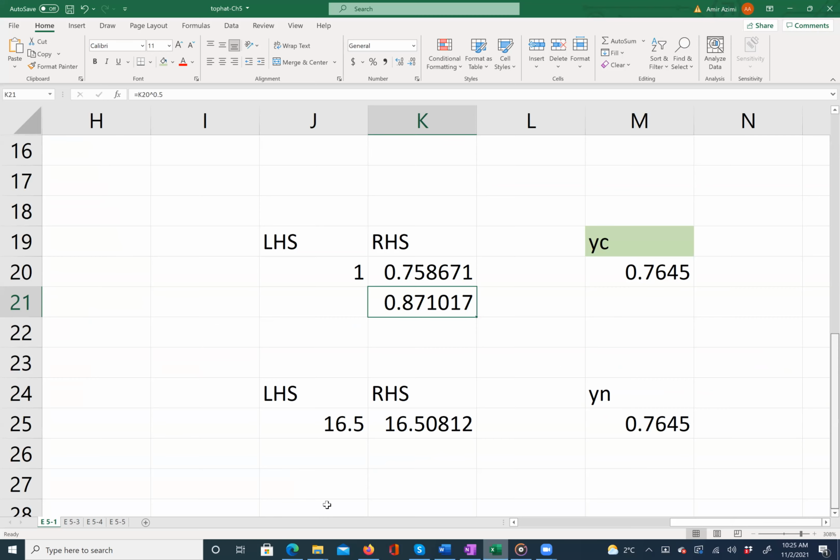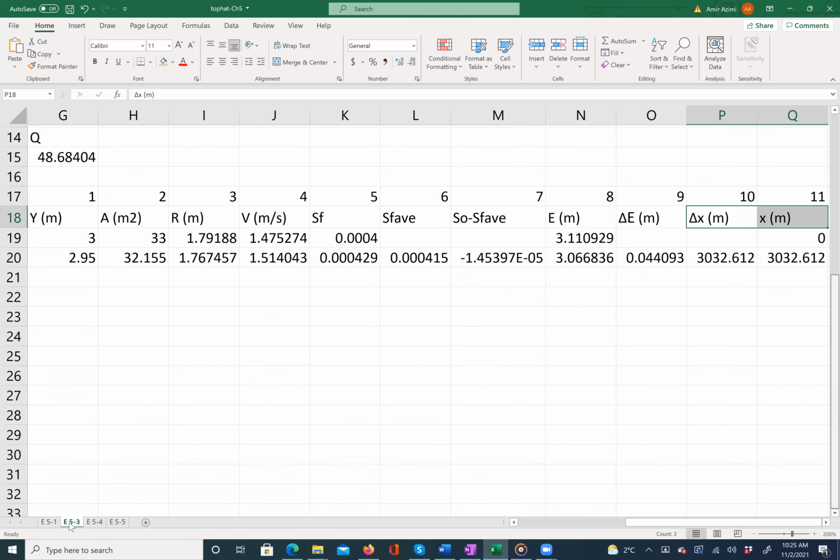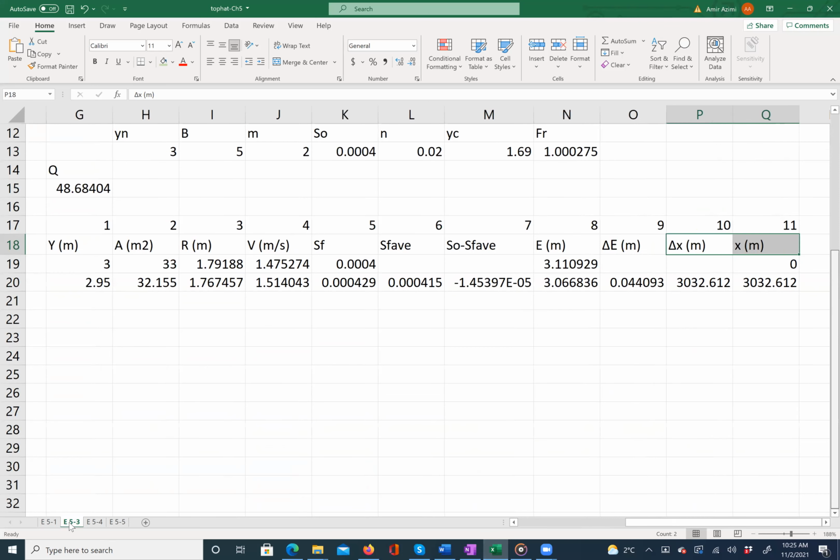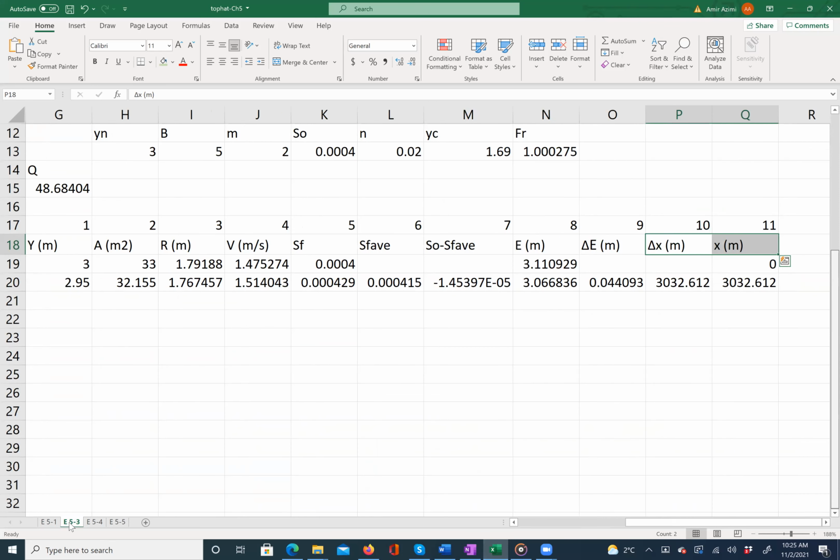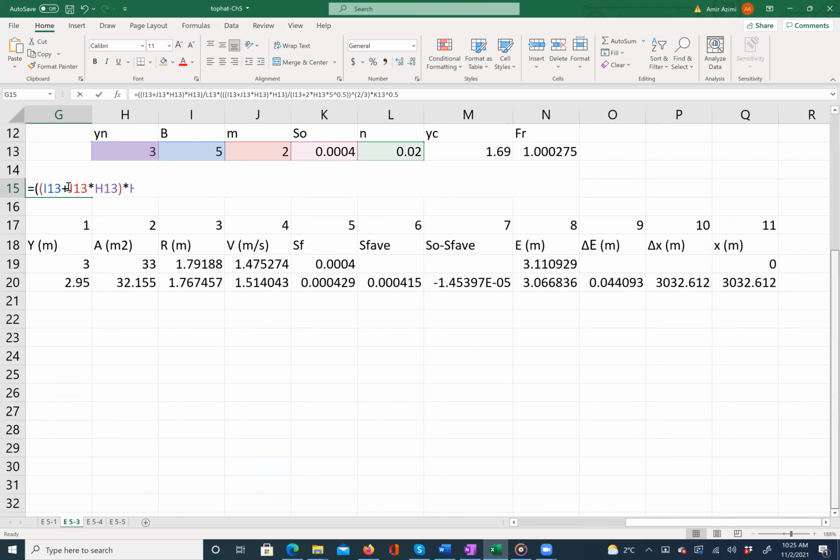So in the Excel file, we are going to set up the columns to calculate the distance using the direct step method. So we have the normal depth, bottom width, sidewall slope, longitudinal slope, Manning constant. So we calculate the discharge using Manning's equation. So here is the discharge, 48.68. And we also calculate a critical depth.